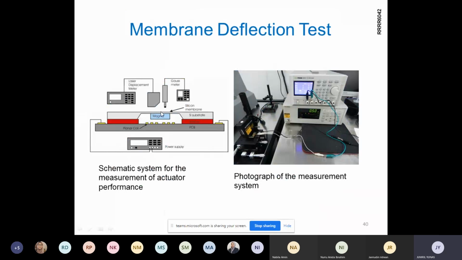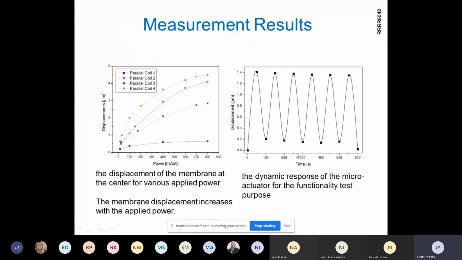The height of the membrane deformation can be measured using our laser displacement meter. We can also measure the height of the magnetic field. This is the result. We see some effect of the coil parameter, such as the number of windings and so on. So there is an effect of the coil parameter on the displacement of the membrane.